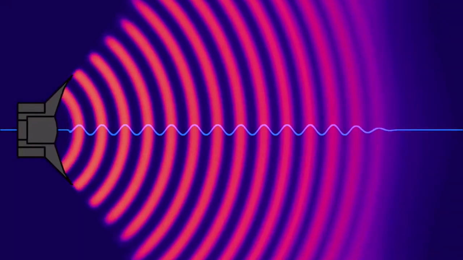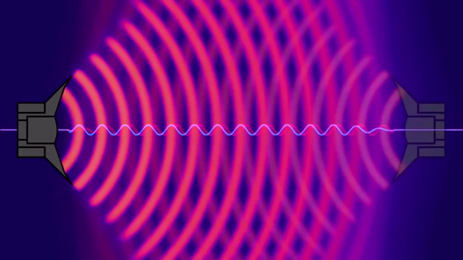A real sound wave actually looks like this. The bright parts are the higher pressure and the darker parts are the low pressure. These ripples move along at the speed of sound.